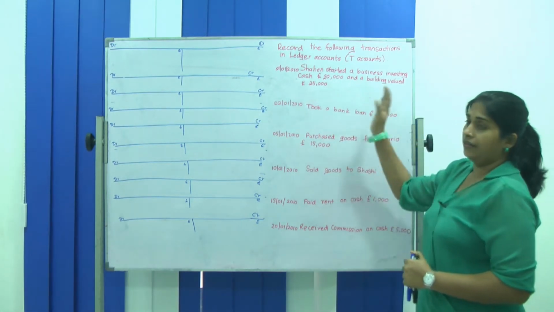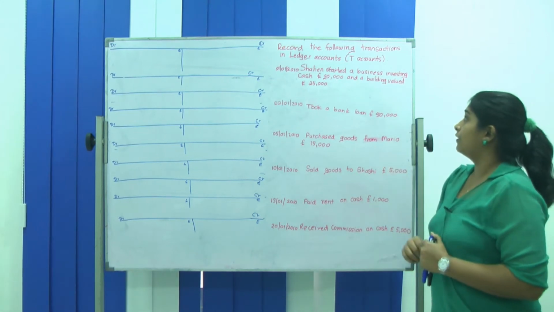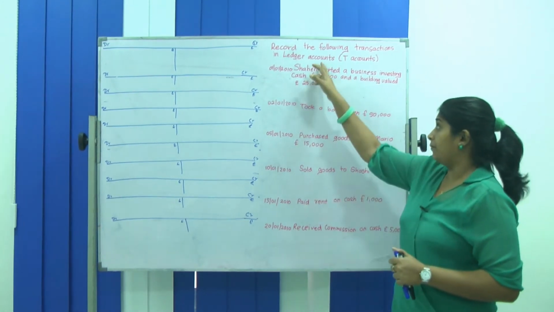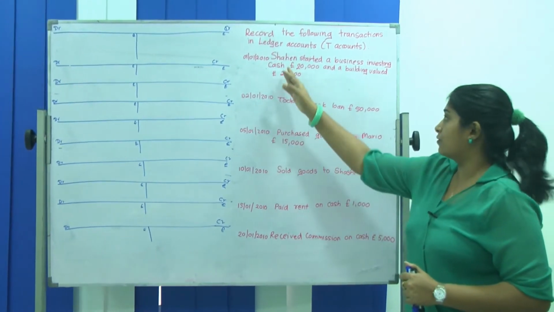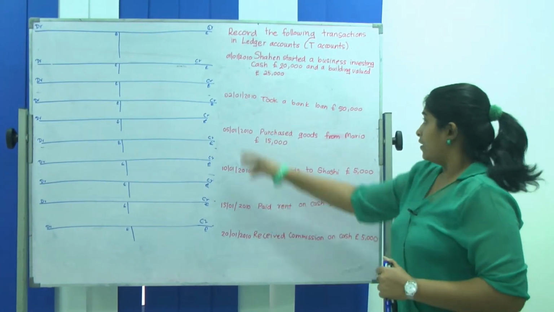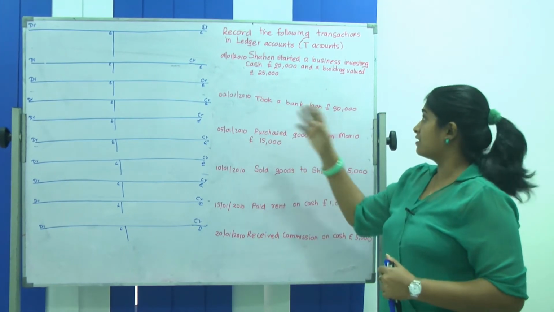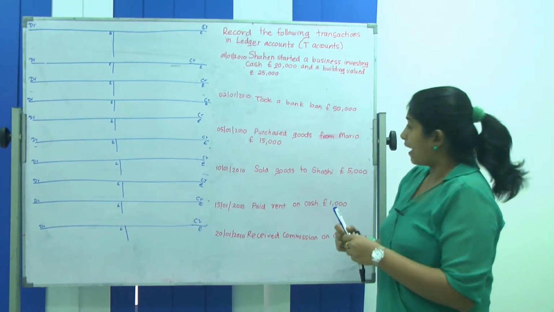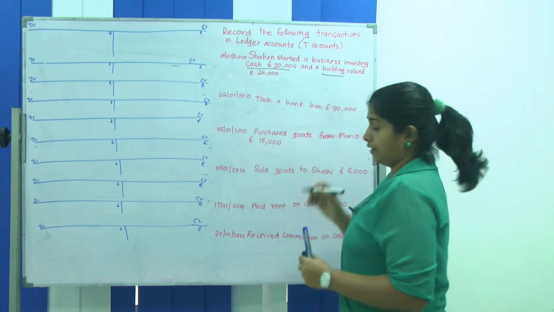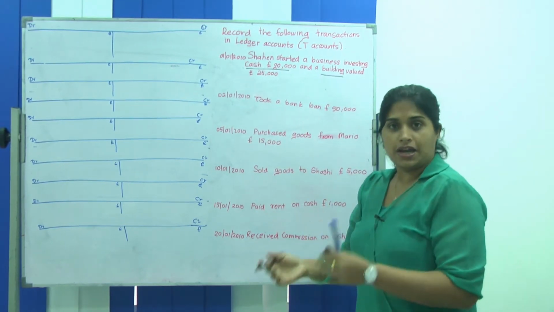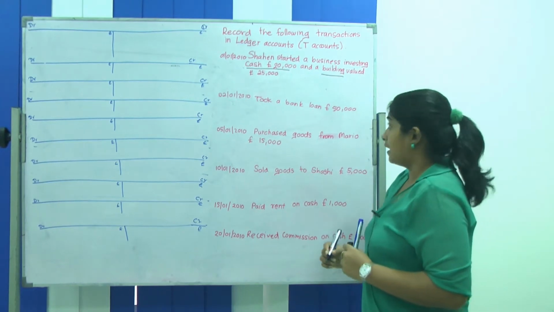Now look at this one. The question is, record the following transactions in ledger account, that means in the T accounts. So these transactions belong to a person called Shaheen. On 1st of January, Shaheen started a business investing cash 20,000 and a building value 25,000. That means he's investing cash as well as building as the equity.